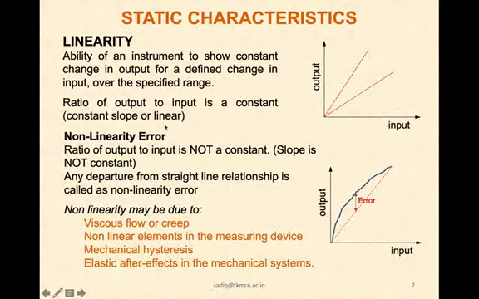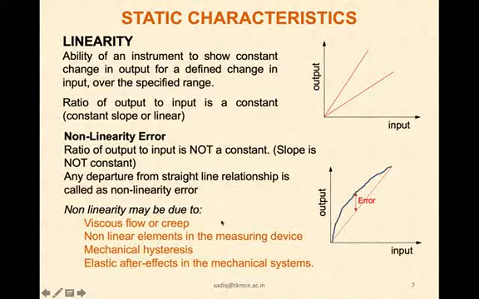The slope is linear. Whereas non-linearity is actually an error. That means the ratio of output to input is not constant, that means the slope is not constant. Take the case here. This is the expected linear result, but the instrument is giving values like this, keeps on varying. That means the slope keeps on varying. Such an instrument is called a non-linear instrument. Any departure from the straight line relationship is called a non-linearity error.